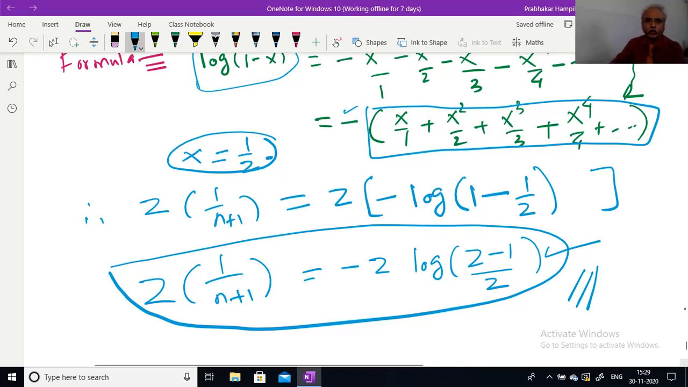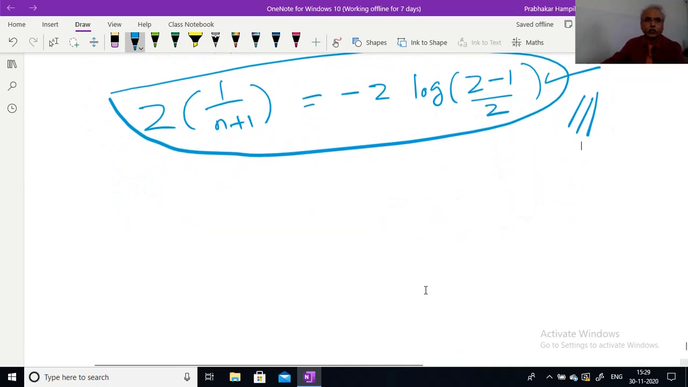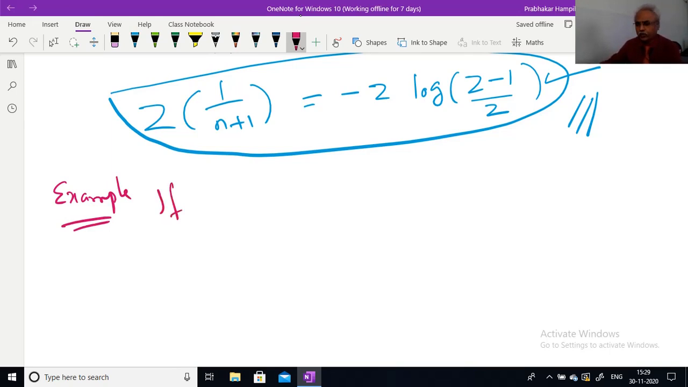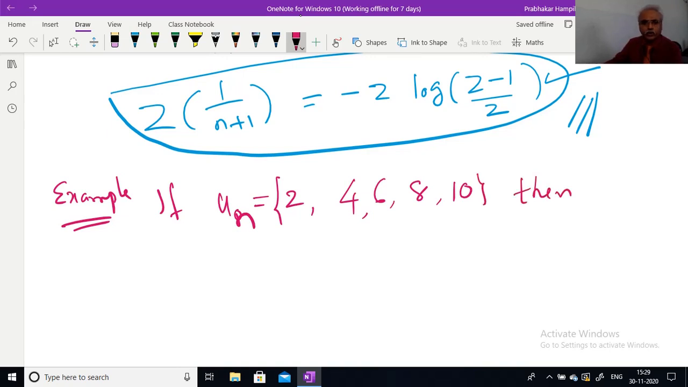So sometimes we are given discrete values. The next example: sometimes we are given discrete values, we should be able to do the Z transform also. This is altogether a different example. Some important examples I am repeating, 1 or 2 here and there from the last class also, this is for the use of you all. If un is a set of even numbers 2, 4, 6, 8, 10, then what is the corresponding Z transform of this?